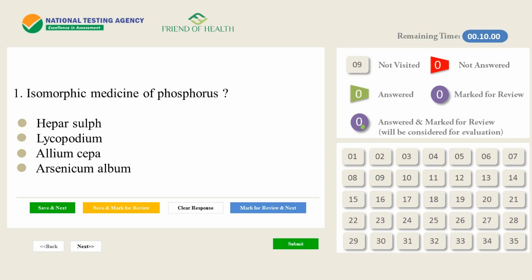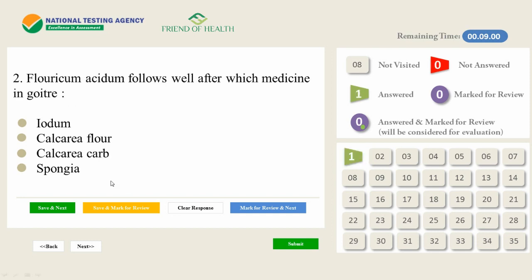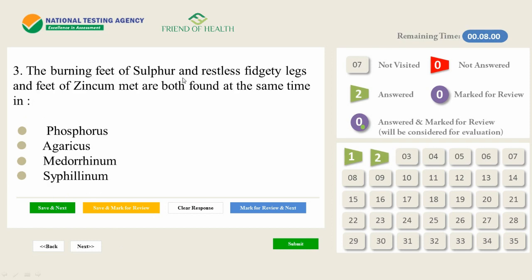First question: isomorphic medicine of phosphorus: hepasulf, lycopodium, allium cepa, arsenicum album. Second question: Fluoricum acidum follows well after which medicine in goitre? Iodum, calcarea fluor, calcarea carb, spongia. We'll move on to the next question. The burning feet of sulphur and restless fidgety legs and feet of Zincum are both found at the same time in: phosphorus, agaricus, medorrhinum, syphilinum.